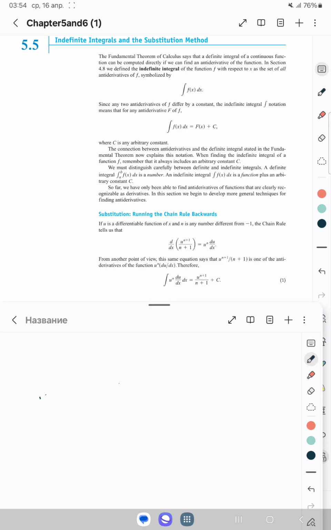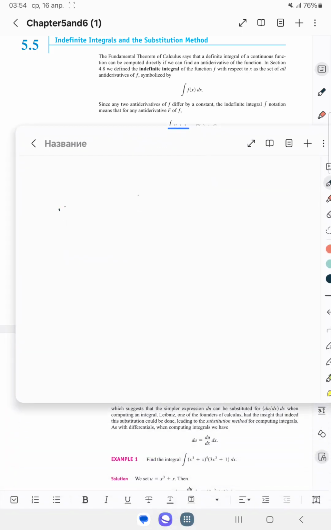Substitution method. Substitution method is really related to chain rule. If you remember chain rule from derivatives, substitution method is the reverse version of it.